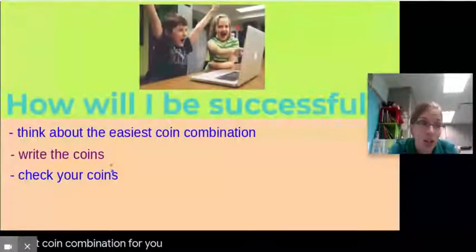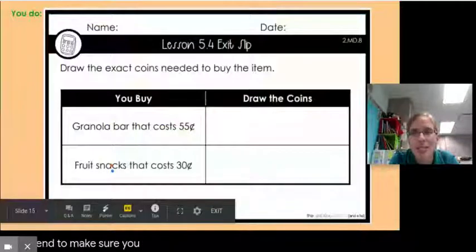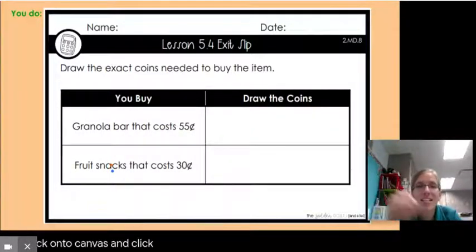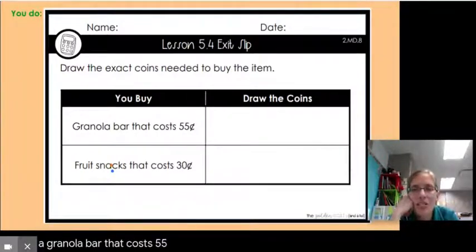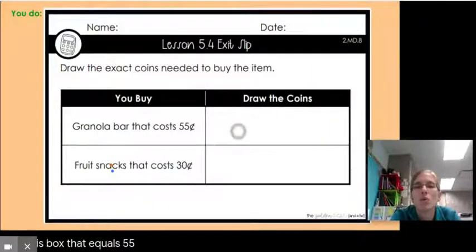All right, so remember, to be successful, you are going to think about the easiest coin combination for you. You'll write the coins and then check your coins at the end to make sure you didn't make little mistakes, okay? Now you're going to get back onto Canvas and click Next, and this exit slip will be on there. You're going to buy a granola bar that costs 55 cents. So you'll draw coins in this box that equals 55 cents, and you will draw coins that equal 30 cents because you're going to buy fruit snacks.